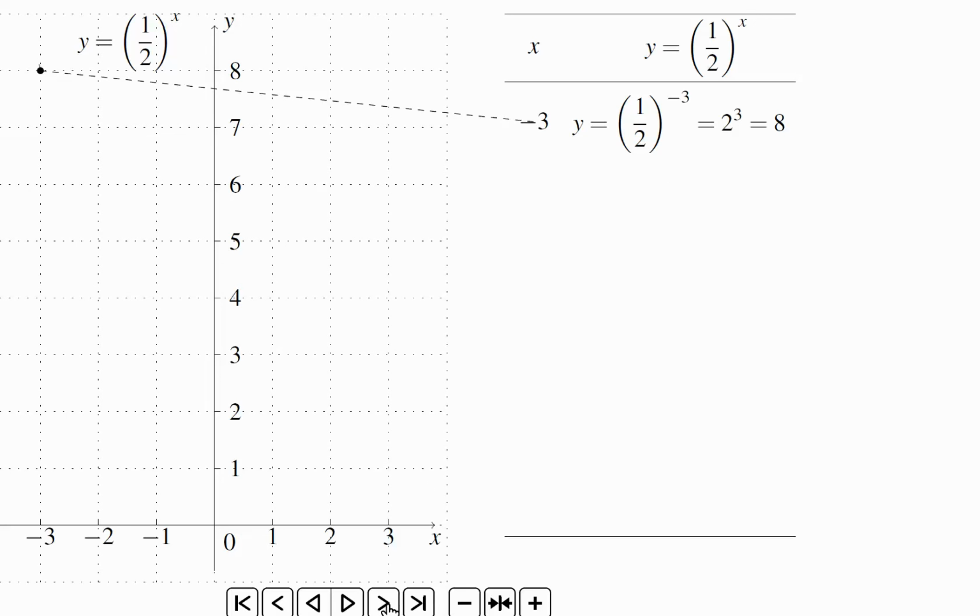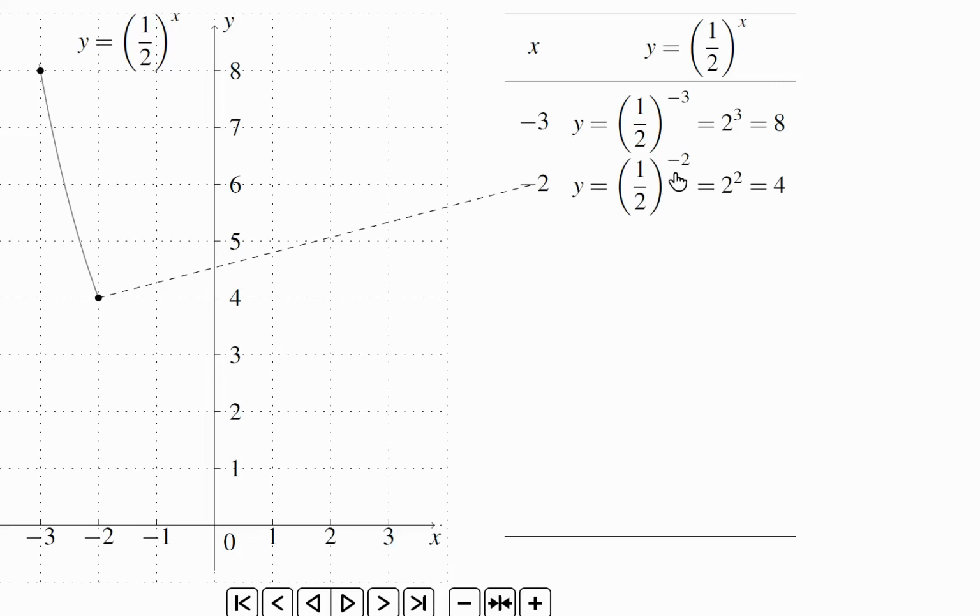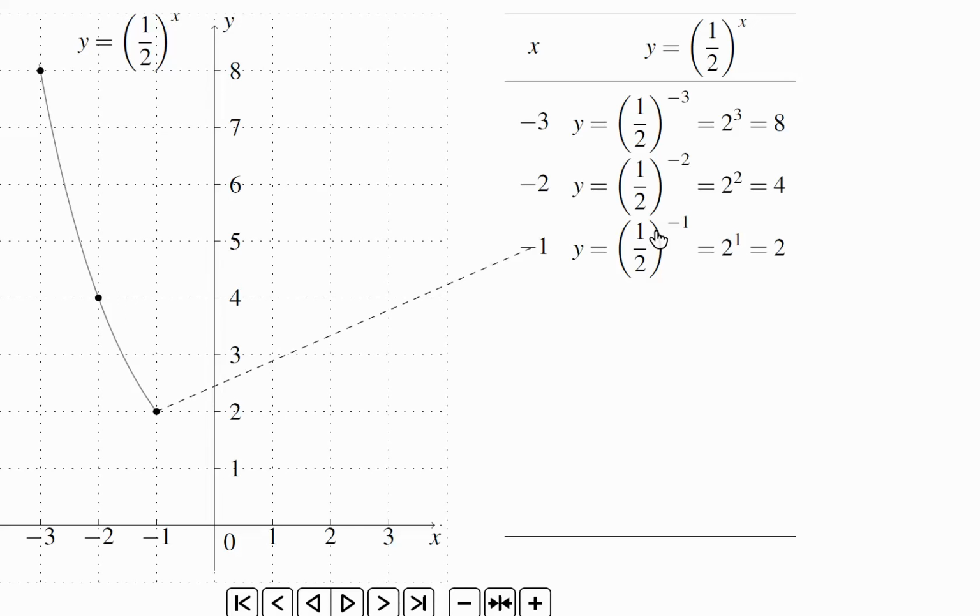Similarly, you do it for 1/2 to the -2. You flip 1/2, you have 2 squared, which is 4. So (-2, 4) is the point here. And then you do the third one. You flip 1/2, you'll get 2/1, and then 2 to the 1 is 2. So you have x is -1, y is 2.